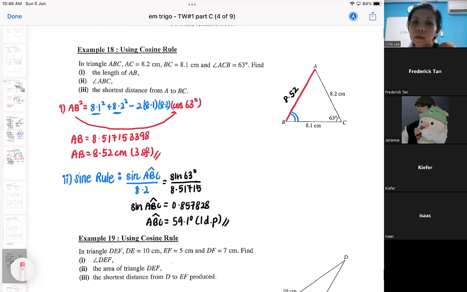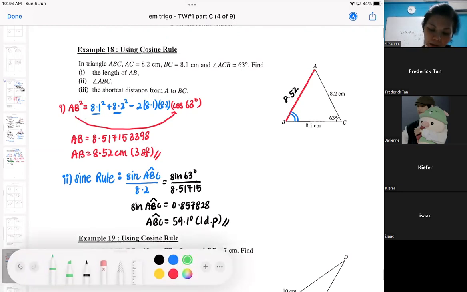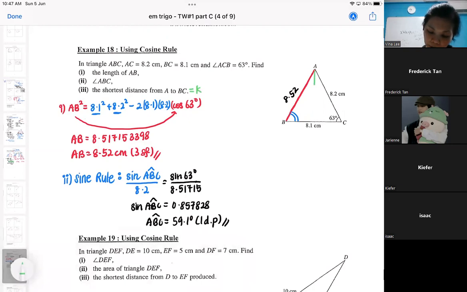So in the next part, we will want the shortest distance from A to BC, that is the one we will use with area. So don't assume that it will cut into half. It will not. So some of you will assume. Jaren, don't assume it will cut into half because it looks like it's cutting into half, but it is not. So the shortest distance will be the perpendicular distance. So this is not new to us already.